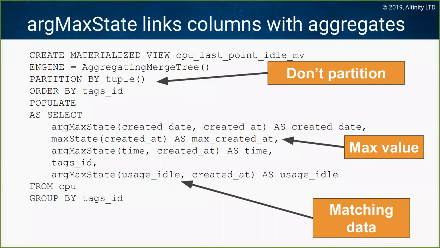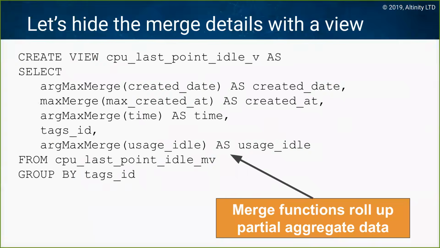So this basically reduces a whole stream of data down to the last point by CPU. And we're grouping by tags ID. That's actually a tag that identifies the CPU. If you haven't worked with these before, the syntax seems a little bit foreign at first, but you'll quickly adapt to it, and it becomes easier because you'll see how much it improves the speed.